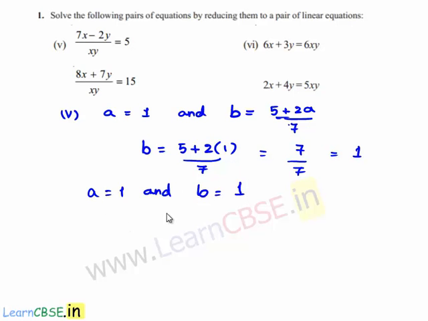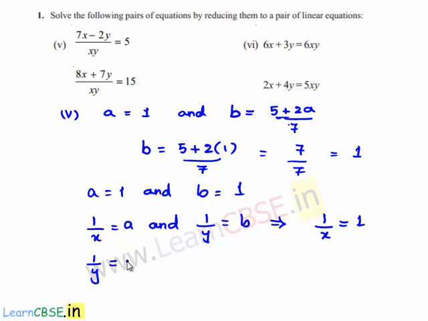In the beginning, we have assumed that 1 by x is equal to a and 1 by y is equal to b, which implies 1 by x is nothing but a, which is 1, and 1 by y is nothing but b, which is also equal to 1. Therefore, we get x is equal to 1 and y is equal to 1. Hence, the required solutions of the given set of linear equations are x is equal to 1 as well as y is equal to 1.